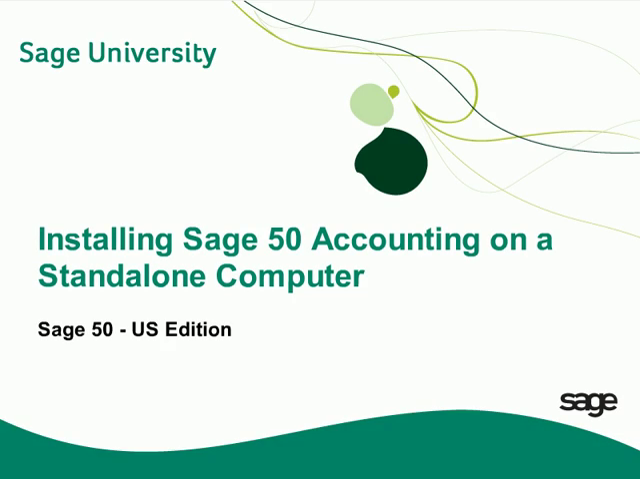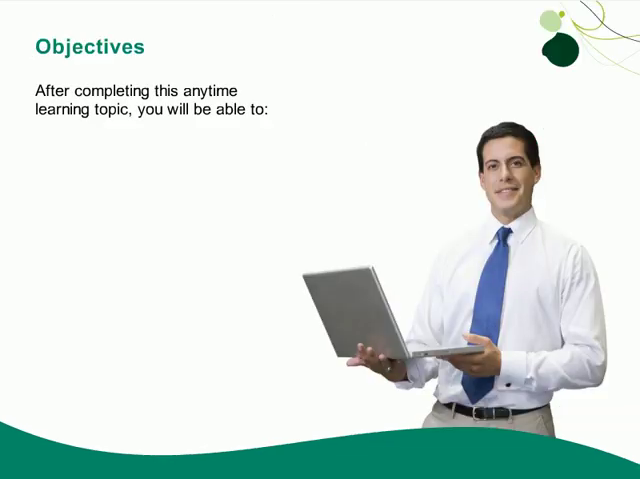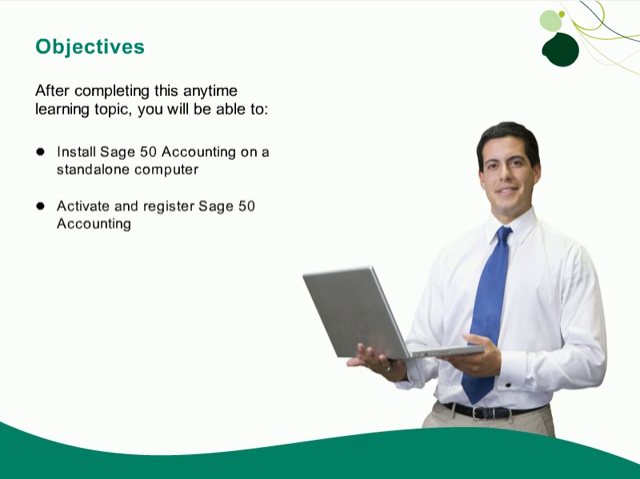Welcome to the Sage 50 U.S. Edition Anytime Learning Topic. This topic provides an overview of the procedures and steps used to install Sage 50 Accounting on a standalone Windows computer. After completing this Anytime Learning Topic, you will be able to install Sage 50 Accounting on a standalone computer and activate and register Sage 50 Accounting and check for updates.